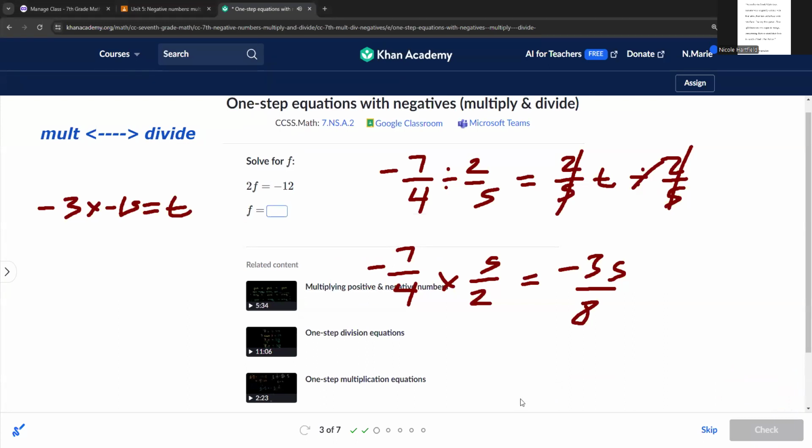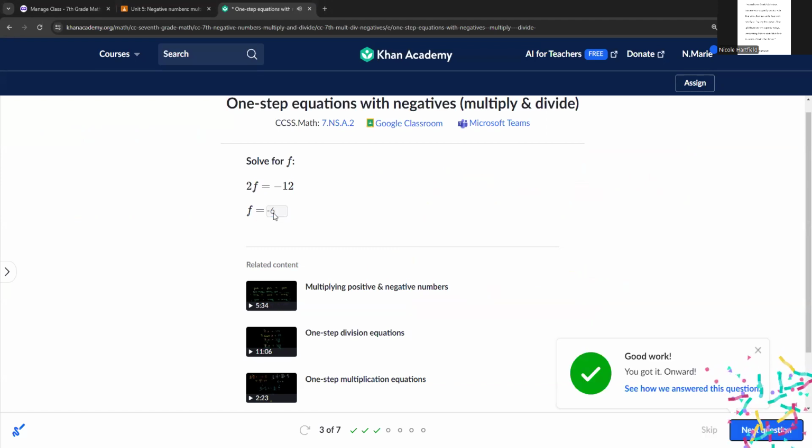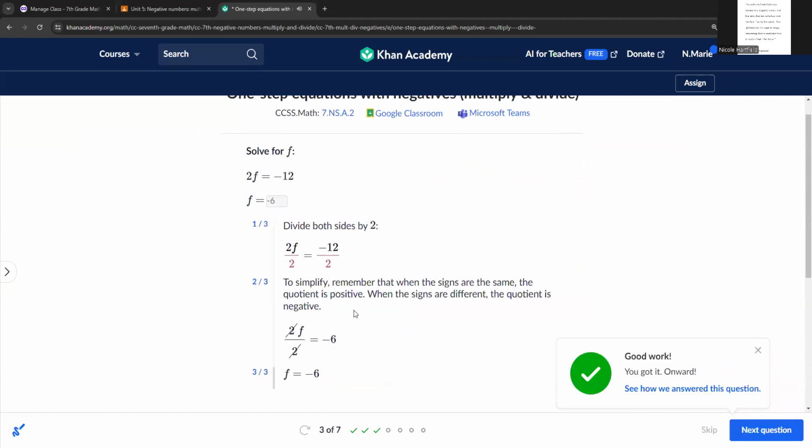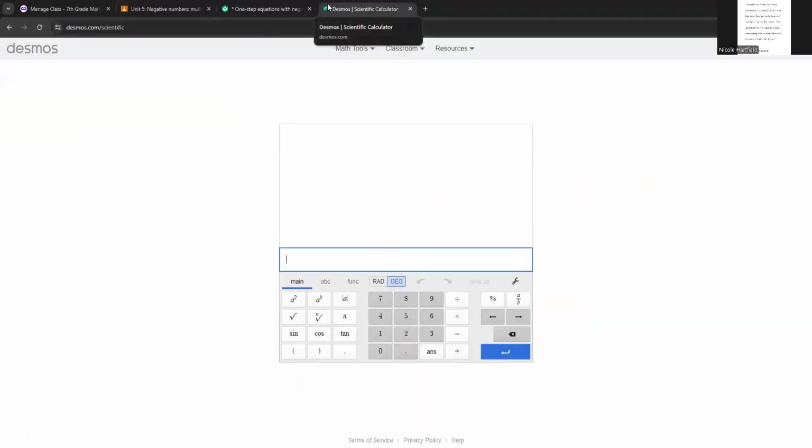And for this one, how do we move the 2 to the other side? Well, when something's being multiplied, we divide it. So if I divide both sides by 2, I get the f by itself. Negative 12 divided by 2 is negative 6. And if you ever get something wrong, Khan Academy will show you how to do it. And so even with decimals, feel free to use a calculator.